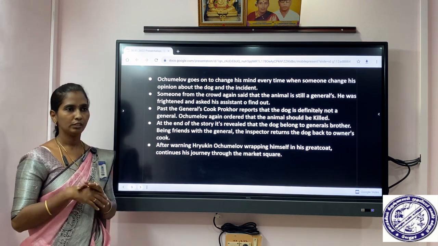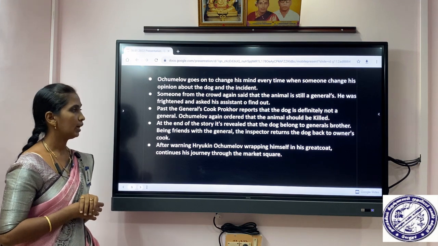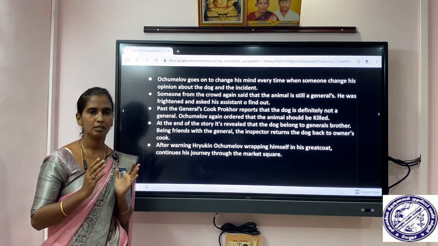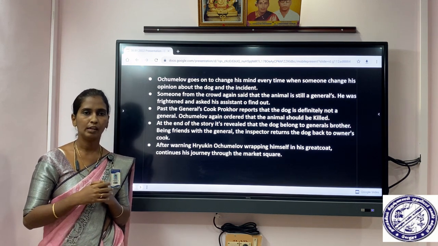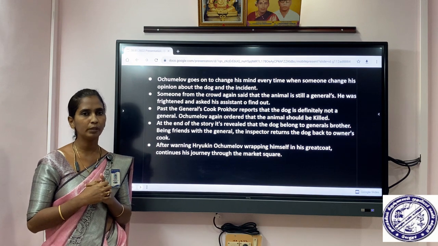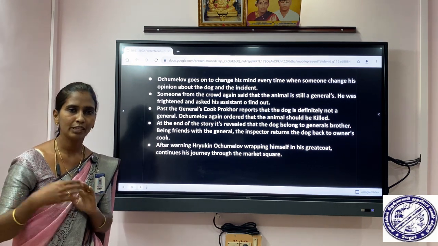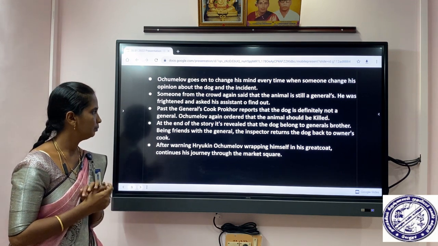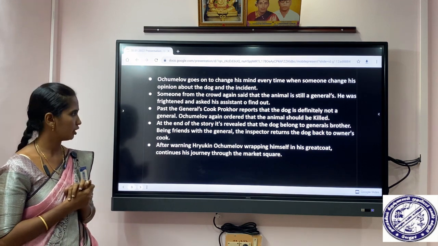So when they were discussing this incident, again someone from the crowd said the animal is not the general's. So the police superintendent is a little confused and he asked his assistant Eldrin to find out the owner of the dog. Suddenly, while they were discussing, the general's cook passes by and tells that the dog is not the general's.